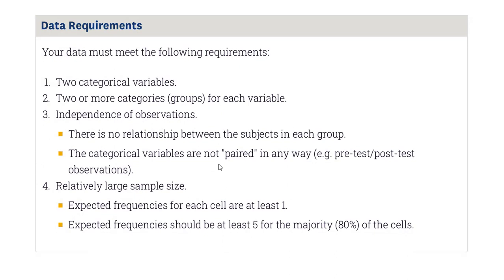Now the requirements to run the chi-square test of independence, basically we need to have 2 categorical variables, only 2 categorical variables, 2 or more categories for each variable, so we can have more subdivisions for those categorical variables. We must have independence of observation, so that means that there's no relationship between the subjects in each group, and the categorical variables are not paired in any way, so we are not dealing here with pre-test or post-test derivations and observations. And then we need to have relatively large sample sizes.